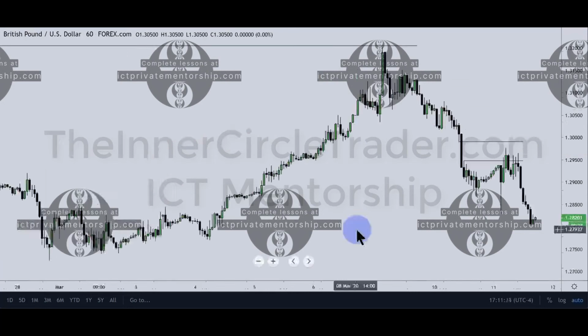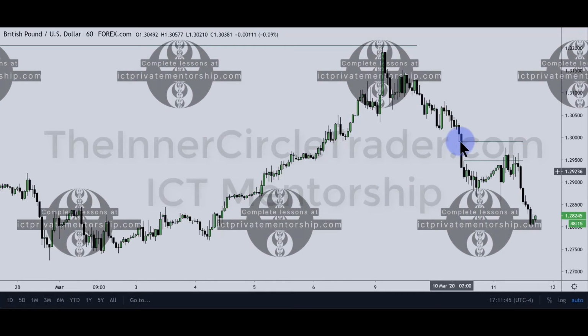All right, so you can see the hourly chart in the British pound. Beautiful run back into consequent encroachment of this SIBI, sell side imbalance, buy side inefficiency. So one single candle moved in between the range between the previous candle's low and the next candle's high. This is an imbalance. This is what I'm training your eye to see. When your eye sees it, it's opportunity.